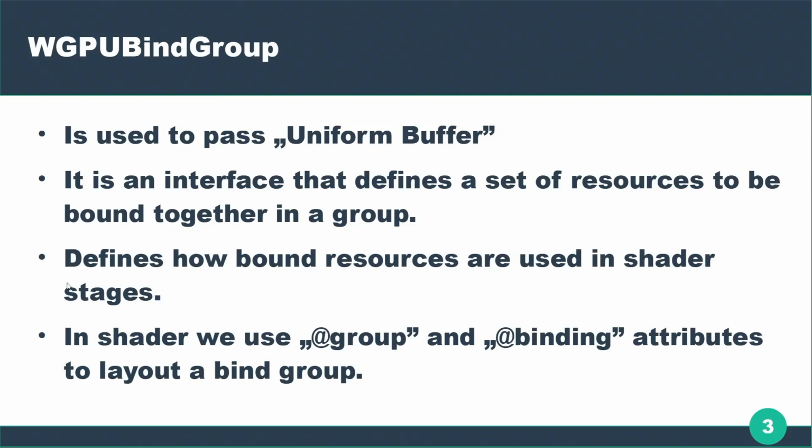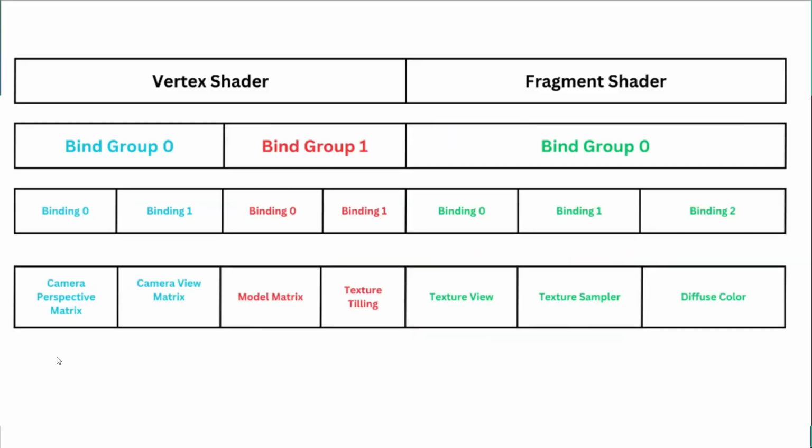In shader, we just use these group and binding attributes to lay out a bind group. To lay out means basically to say how much memory it will use. It's just kind of laying out memory, so to say. It's going to be used something like this, and this should be bind group 2, but it doesn't matter. So we're going to have a couple of bind groups, and then bind groups can have bindings, right?